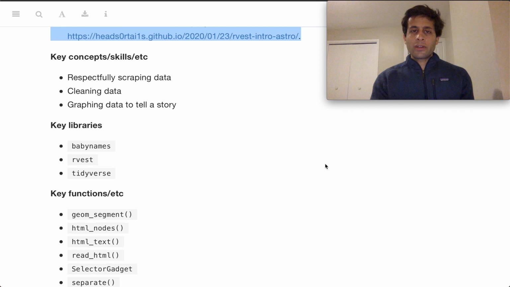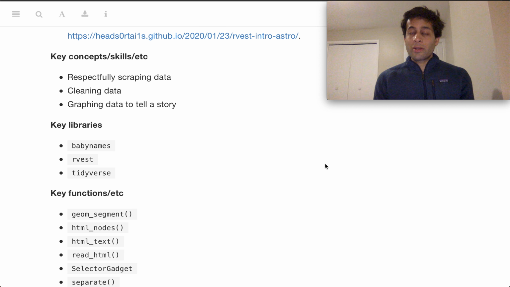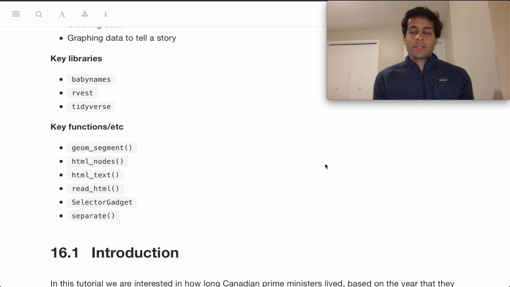The main concepts that we're covering in this lab are respectfully scraping data, because it's important to not take advantage of the data that is available, cleaning the data, and turning that data into a story, in this case via a graph. We've seen the tidyverse plenty of times before, but we're going to introduce the Harvest package, which is the main package for scraping data within R, and the babynames package, which is just a nice little package that brings census data of baby names. And in our case, we're going to use it to simulate some data sets.